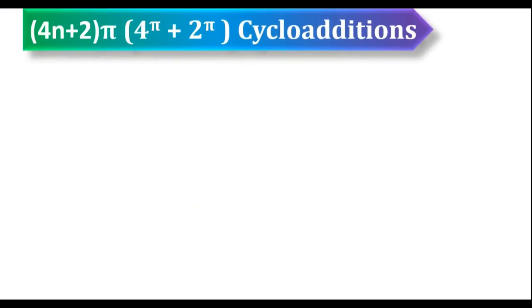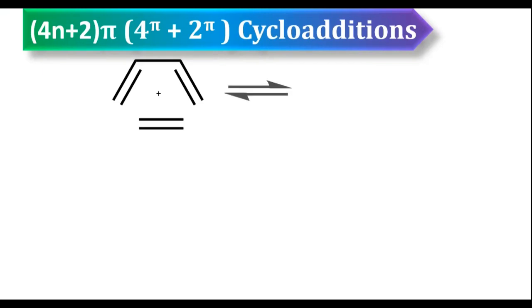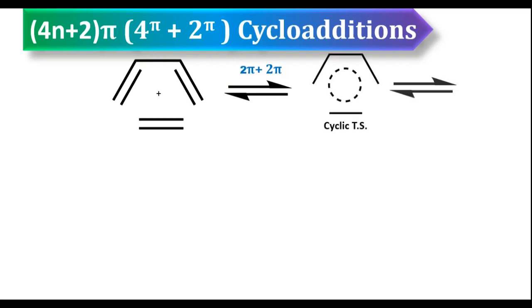So now friends, to explain the Diels-Alder reaction using FMO theory, first we have to write the reaction. Diene reacts with dienophile, going through a cyclic transition state. This transition state leads to formation of the product cyclohexene. So we are discussing thermal conditions.